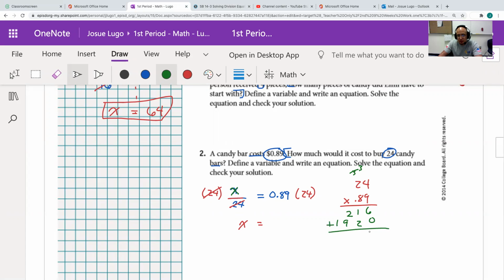Let's add this together. 6, 3, 11, and 2. We have 2 decimal places, so I'm going to go 1, 2. My answer would be $21.36. There we go. For the sake of time, let's just move on.